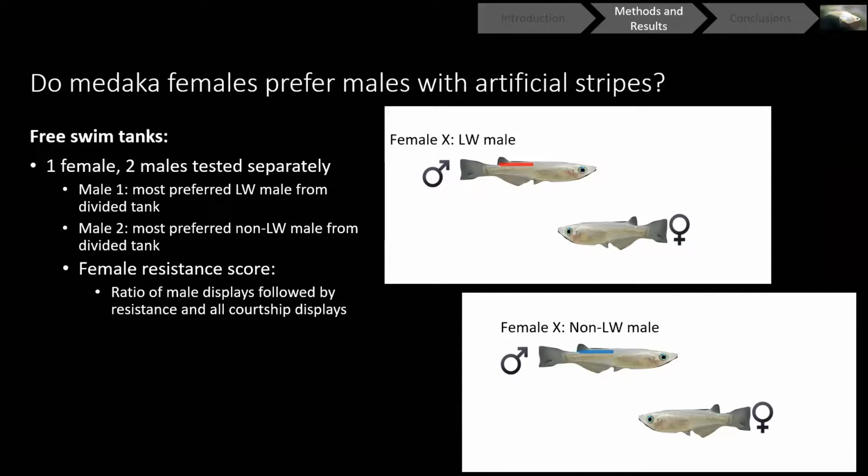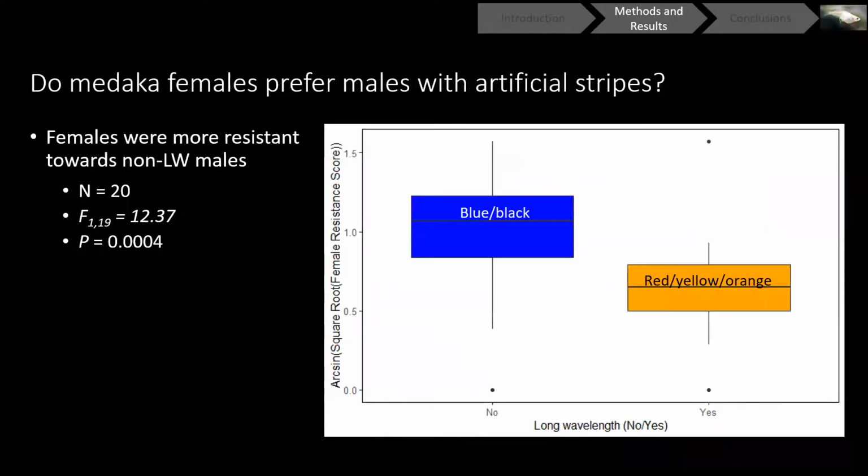During these trials, the male and female were free to associate with each other, and I scored female resistance score, which is the ratio of male displays that were immediately followed by a female resistance display, divided by the total number of male courtship displays. Previous work on medaka has shown that female resistance is significantly correlated with female latency to mate, which is a common assay of female mating preference.